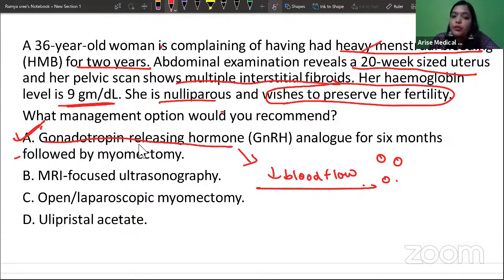MRI focused ultrasonography is a non-invasive method, but it doesn't preserve fertility. The chances of fertility are decreased post MRI focused ultrasonography. Better than open and laparoscopic myomectomy, I want you to tell GnRH analog followed by myomectomy to decrease the size of the fibroid and to decrease the blood loss during surgery. Ulipristal acetate acts well when you have a single fibroid less than 4 centimeters, not multiple fibroids.